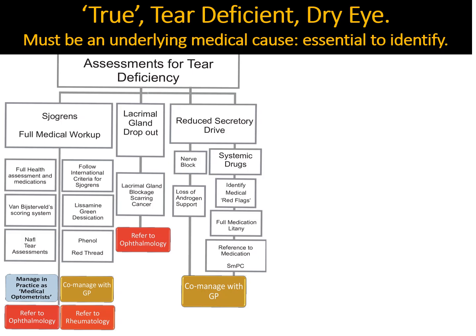Now, this is a flow diagram I actually adapted from the original DEWS document of 2007. Later editions incorporated tear deficiency into the overall spectrum. However, in my opinion, the medical implications of tear deficiency are too important and deserve more targeted attention to emphasize the essential co-management. It is not enough to simply start treating the tear deficiency.